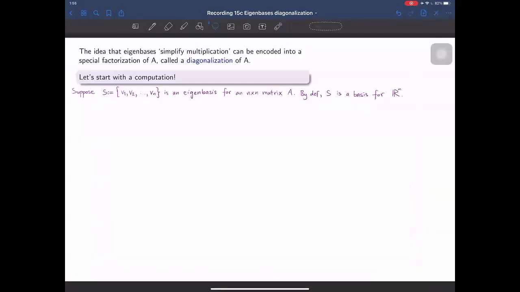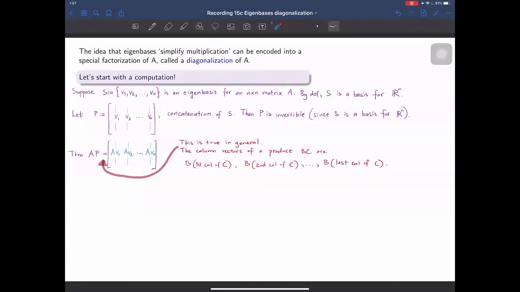Last time, we also talked about how eigenbases can be used to simplify multiplication. This can be encoded into a special factorization of a matrix. This is called a diagonalization of A. Let's start with a computation. Suppose I know that a square matrix has an eigenbasis. The vectors are denoted by V1 through Vn. By definition, S is a basis for Rn. Let me now take a concatenation of the vectors in S, call this matrix P. Then P is an invertible matrix, and that is because S is a basis for Rn.